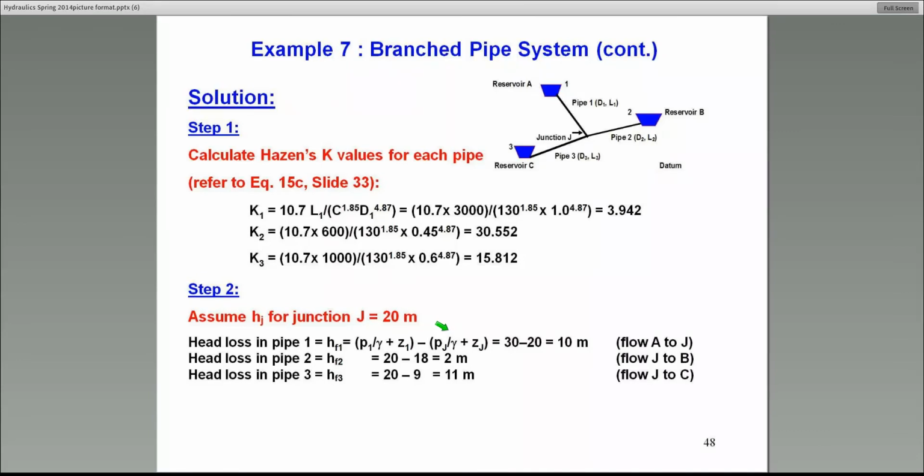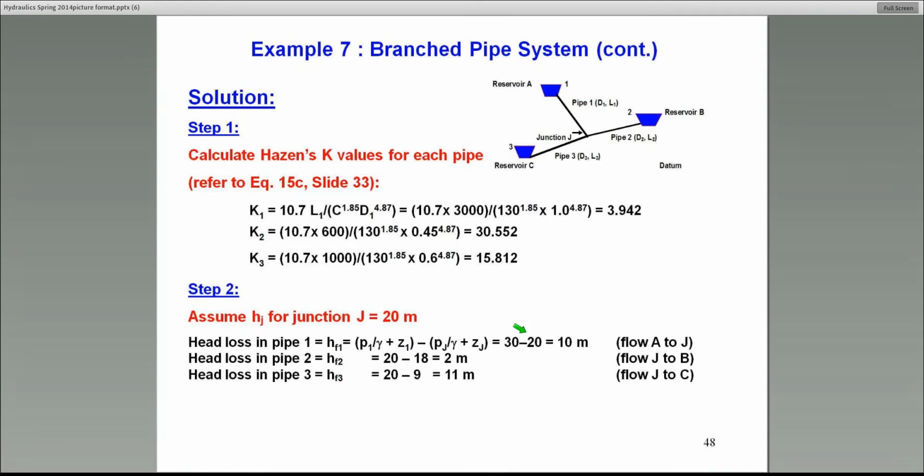Because J is an internal point, its pressure is not 0. As for the reservoir point, P1 over gamma is 0. Therefore, Z1 is equal to whatever that 30 meters is. So that 30 meters represents the elevation head, but not this 20. That 20 is the combined hydraulic head. Is that okay? All right.